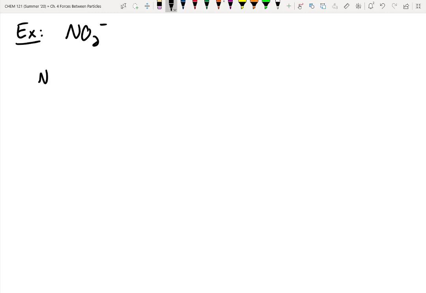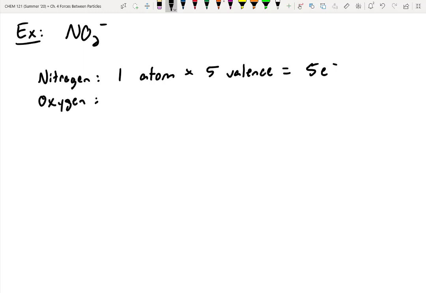So we've got nitrogen. We've got 1 atom, times 5 valence, because it's in group 5A, which means we've got 5 electrons. And then we've got oxygen next. We've got 2 atoms of oxygen. And this is in group 6A, so it's 6 valence electrons. So we'd have 12 electrons from that oxygen.